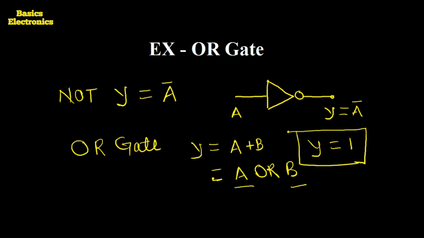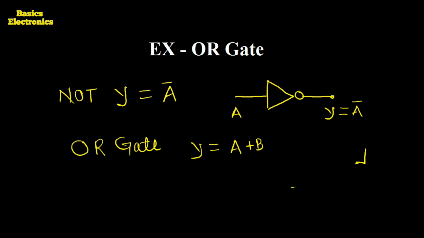To draw the symbol of the OR gate, we have to use the curve type of symbol. This type of symbol we use for the OR gate. Here the inputs may be A and B, two inputs, or more than two inputs. Here I am showing the two input OR gate, and its output is Y.